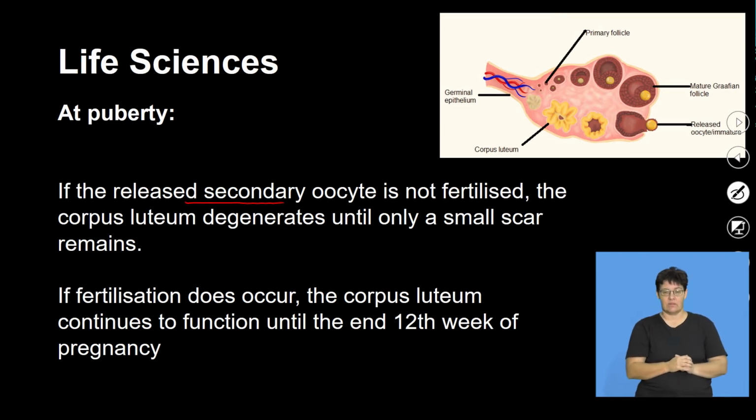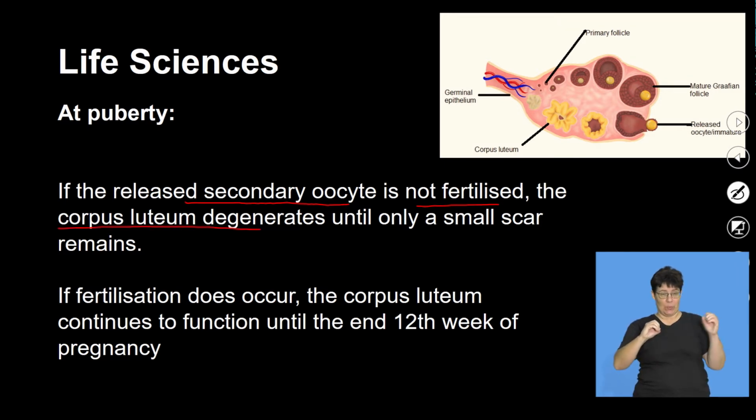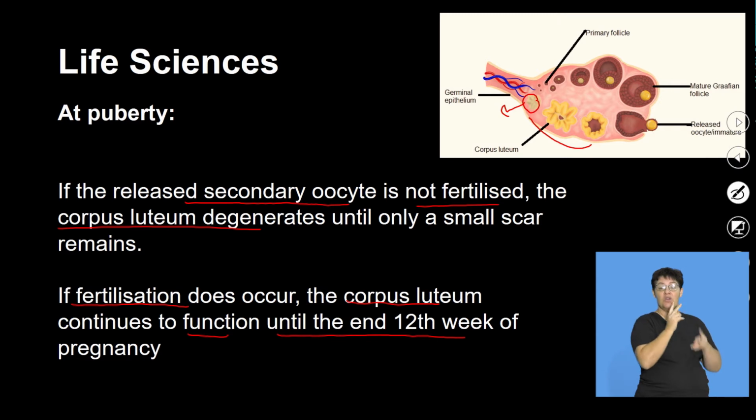If the released secondary oocyte is not fertilized, then we'll see that the corpus luteum degenerates. So in this image, we can see that there's degeneration of the corpus luteum, and that degenerated follicle is an indication that fertilization has not taken place. However, if fertilization does occur, we will see that the corpus luteum continues its function until the end of the 12th week. So the corpus luteum maintains its structure for the next 12 weeks, because the corpus luteum is responsible for the production of progesterone, and that will maintain the lining of the endometrium.